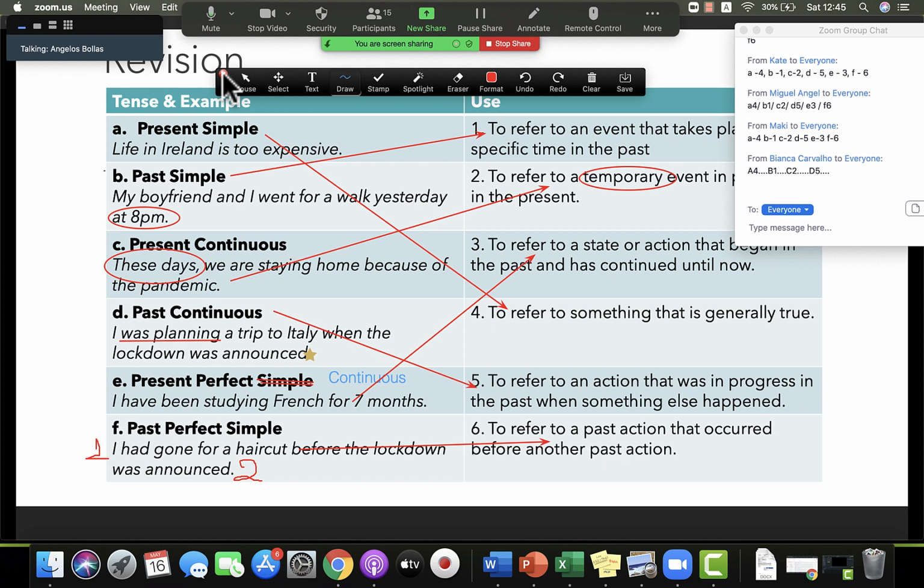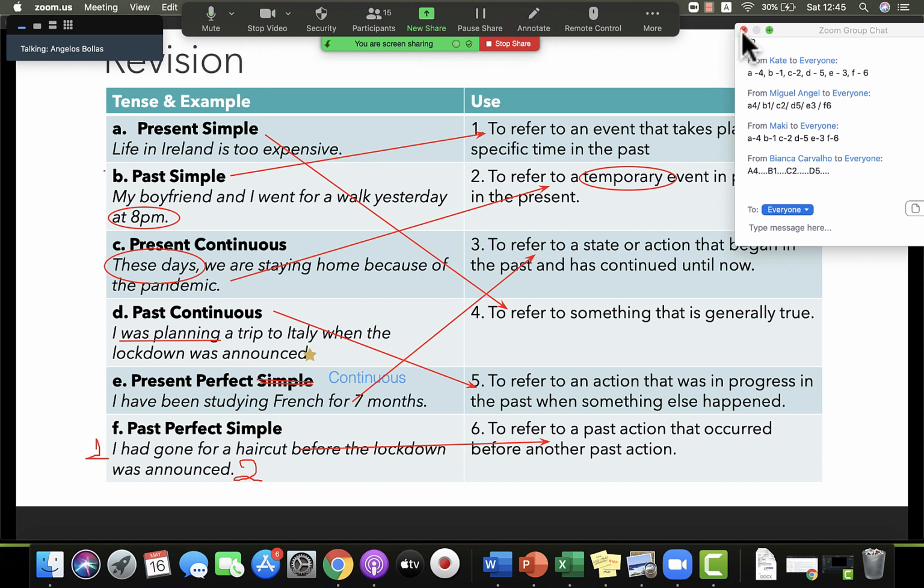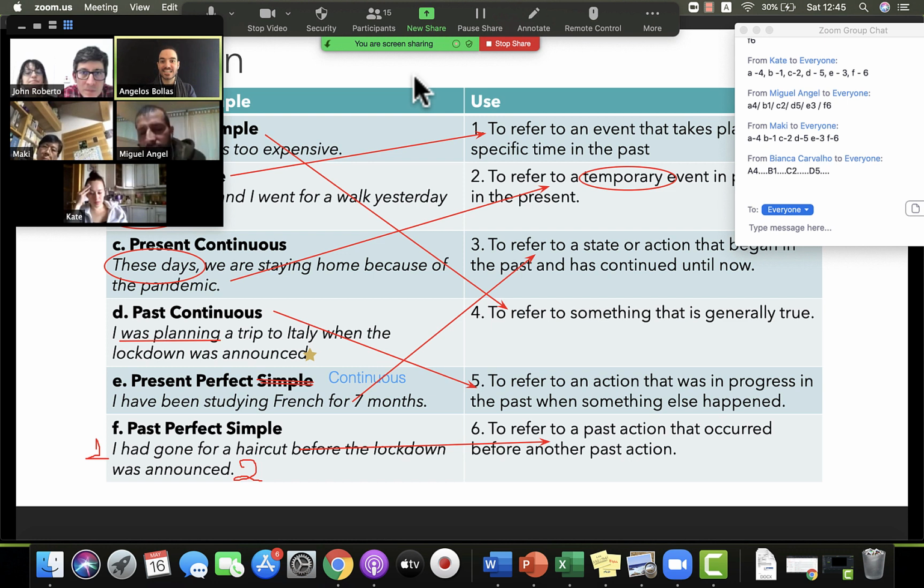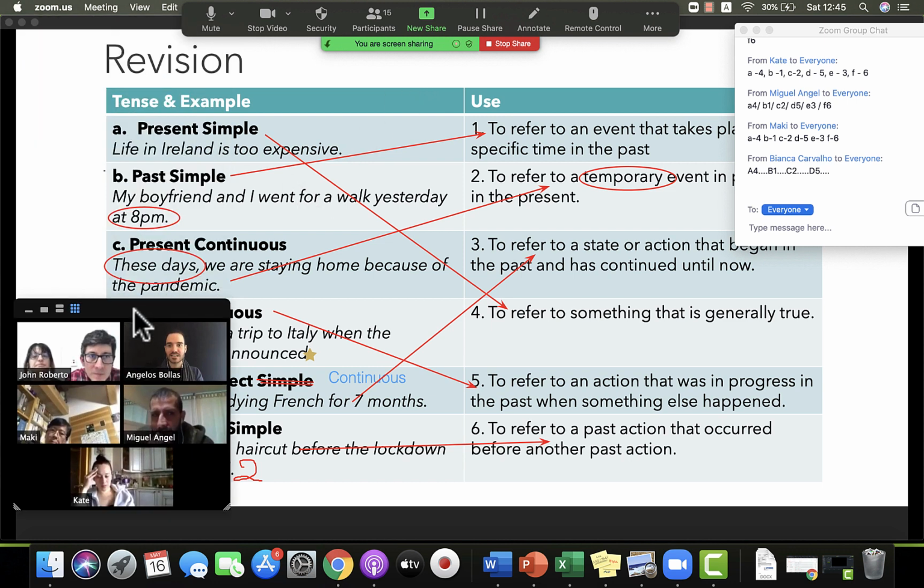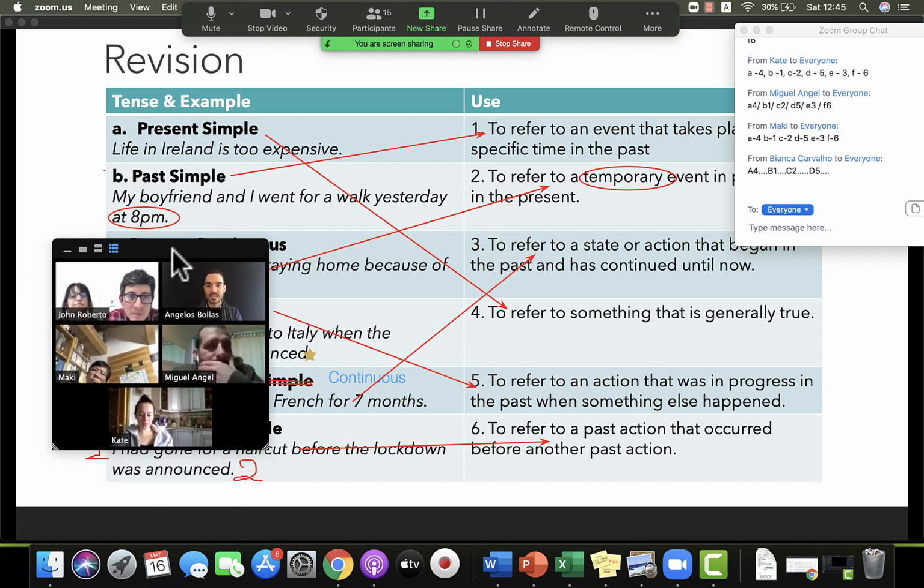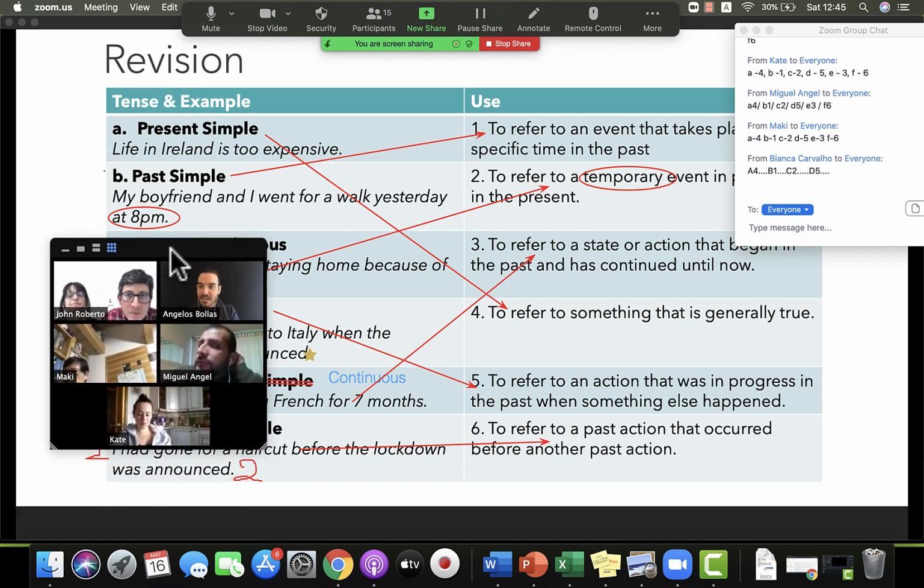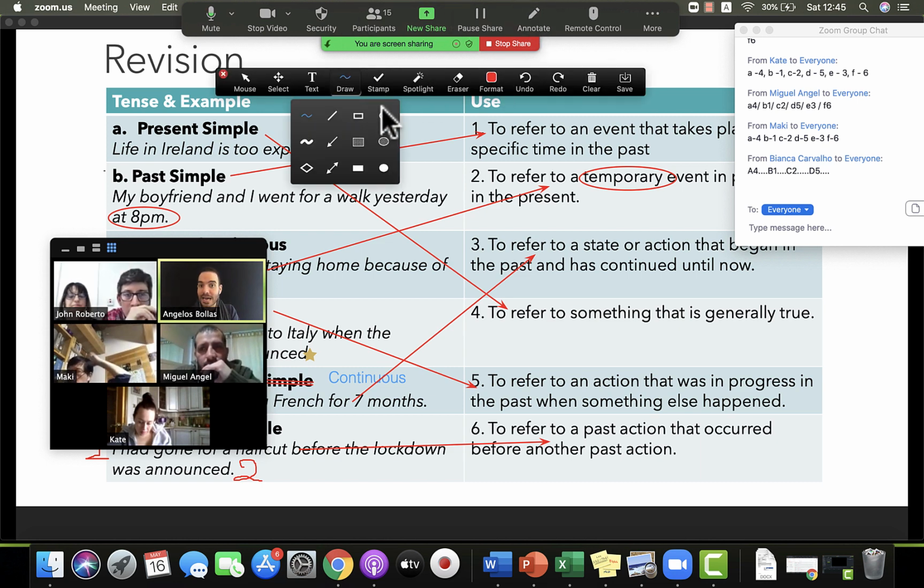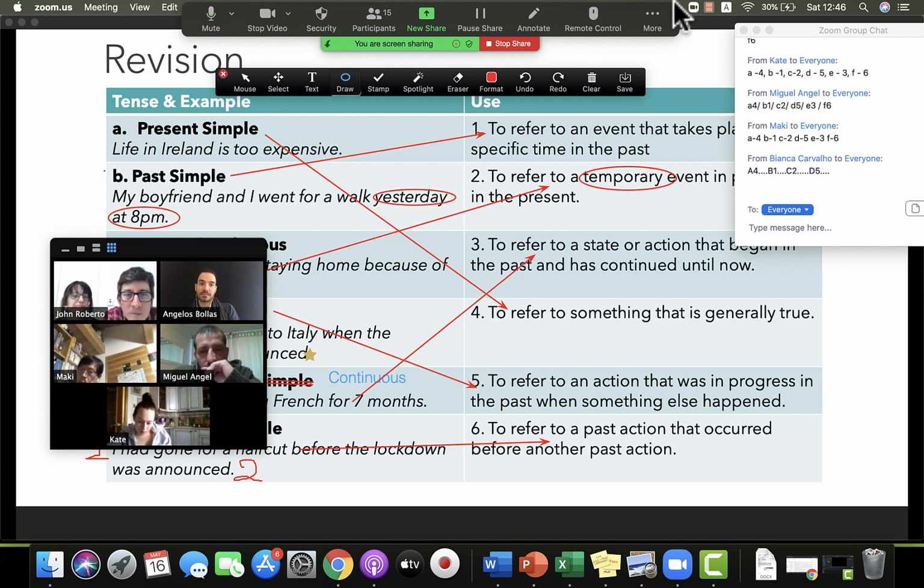Do you have any questions about all these tenses? Nope. No? And B, letter B, past simple. For example, my boyfriend and I went for a walk yesterday. Yesterday, can I show me... refer event takes place at a specific time in the past too? Yesterday. Yeah, exactly. Yesterday as well. Not only the time, you're right here, but also the fact that we have the day. It makes it very specific. That's correct, Bianca.